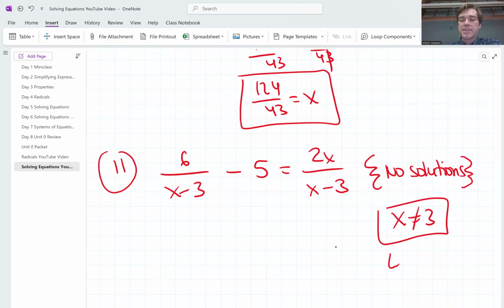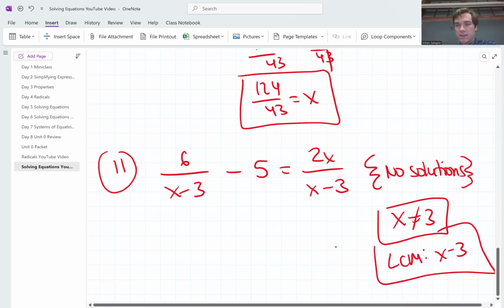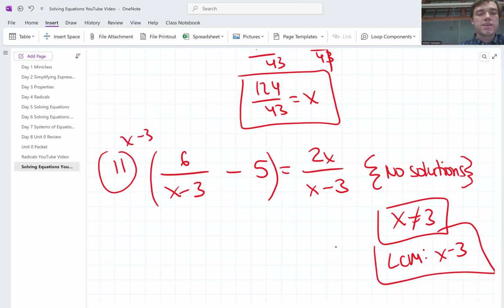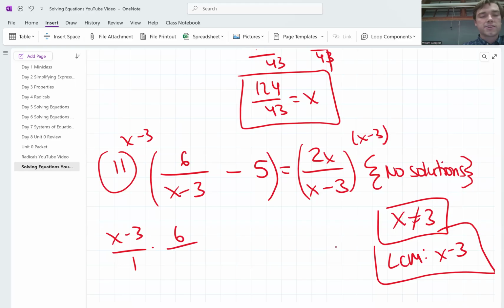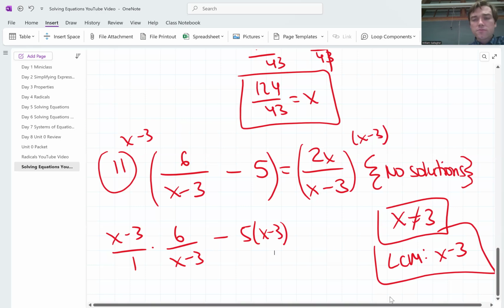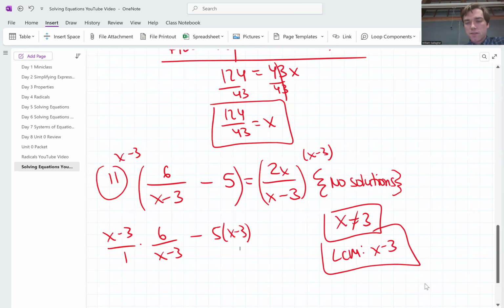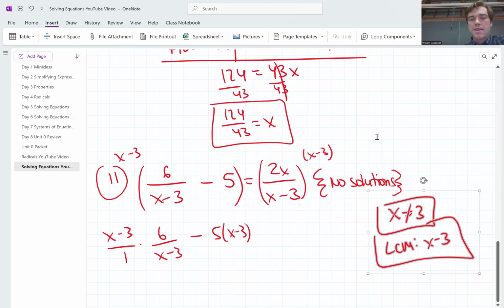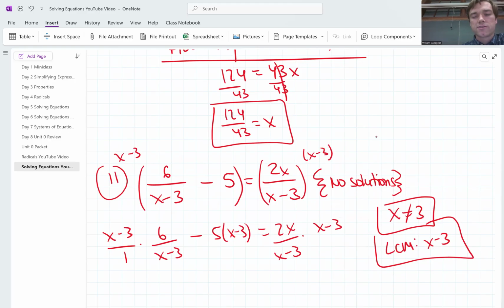Okay. The LCM is actually just x minus 3, right? It's the only term in the denominator. So I'm going to multiply by x minus 3 on both the left and on the right. And so I'll write this down one more time just so we see it for the first time. So x minus 3 over 1 times 6 over x minus 3 minus 5 times x minus 3. And that's going to equal 2x over x minus 3 times x minus 3 over 1.